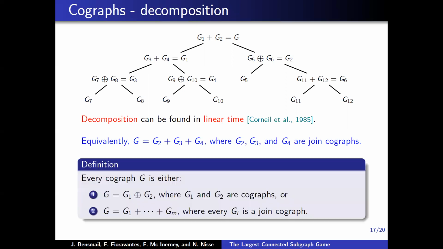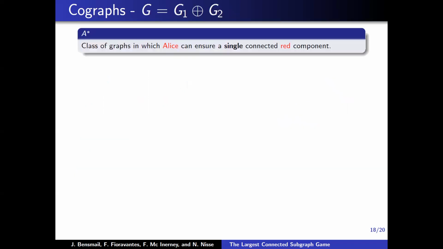And so we can get an equivalent definition where we say that G is either the join between two cographs or the disjoint union of multiple join cographs. From there, we can deal with the cases separately. So if G is just a join between two cographs, then let's define A star to be the class of graphs in which Alice can ensure a single connected red component. So the class of graphs where Alice can ensure a connected red component of order at least half the vertices, so half the vertices rounded up.